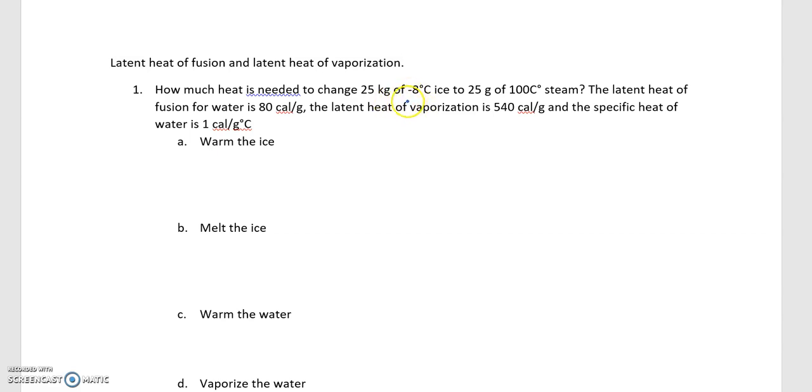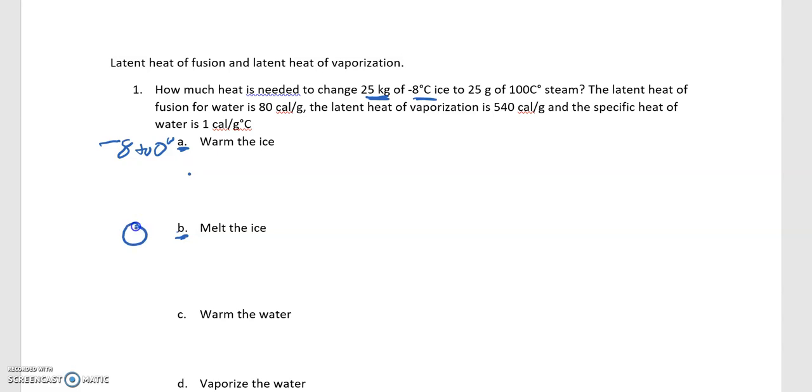Notice that we are starting with 25 kilograms of ice that's at negative 8 degrees Celsius. So our ice is not going to immediately start to melt because our melting point isn't until 0 degrees Celsius. So first thing that we're going to end up doing is we have to warm the ice. Once we get the ice up to 0 degrees Celsius, okay, so let me write the temperatures here, negative 8 to 0. Once we get it up to 0 degrees Celsius, then we will enter that phase change for melting the ice.